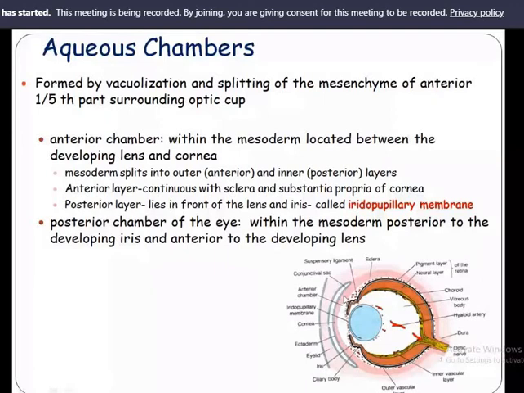Now over here we can see the two different layers of the mesoderm. This one, near the cornea, is the anterior layer. And can you see this one? This is known as the posterior layer. The anterior layer is continuous with the sclera posteriorly. The posterior layer is present in front of the lens and iris and forms the iridopupillary membrane. Can you see the formation of the iridopupillary membrane over here? Look here, iridopupillary membrane.